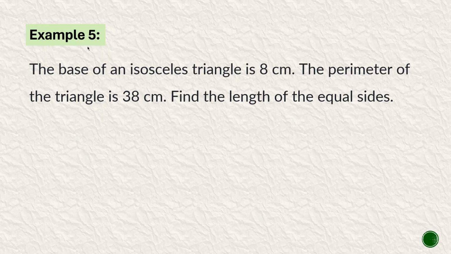Word problem example number 5. The base of an isosceles triangle is 8 centimeters. The perimeter of the triangle is 38 centimeters. Find the length of the equal sides. Okay, so there's the clue there, equal sides. That's because in an isosceles triangle, there are two sides that are equal.